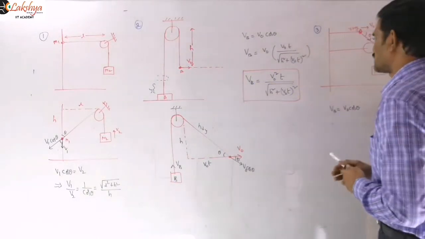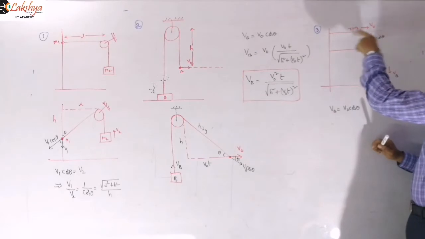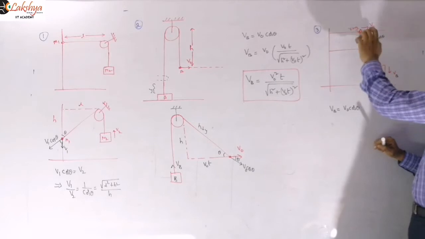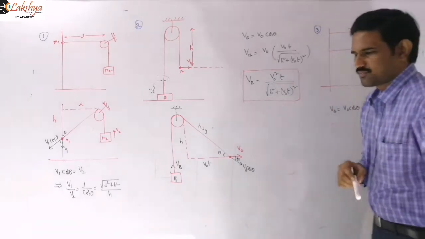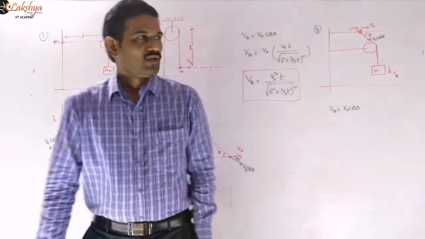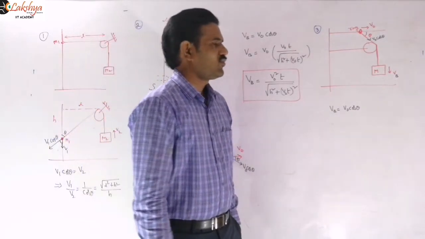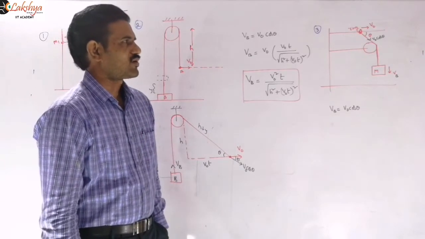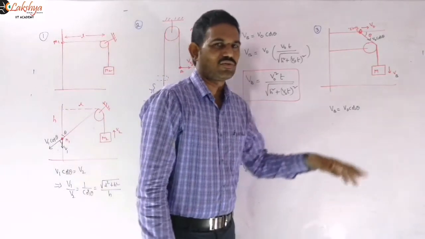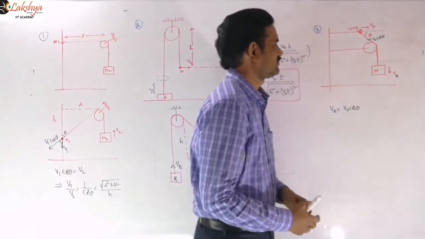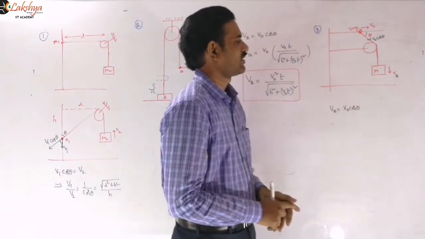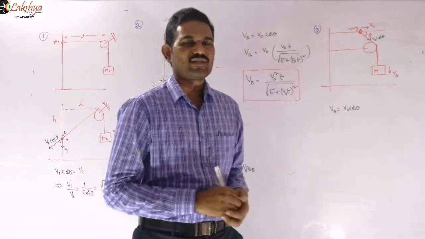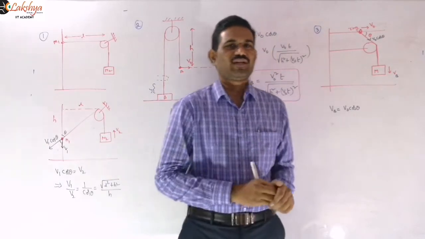So just to mention that this ring is constrained to move along this horizontal rod. Then we need to find the velocity of this block when the velocity of the ring is v0. So mention that a small ring is constrained to move along the horizontal rod as shown in the figure. If the velocity of the ring is v0, then find the velocity of the block.